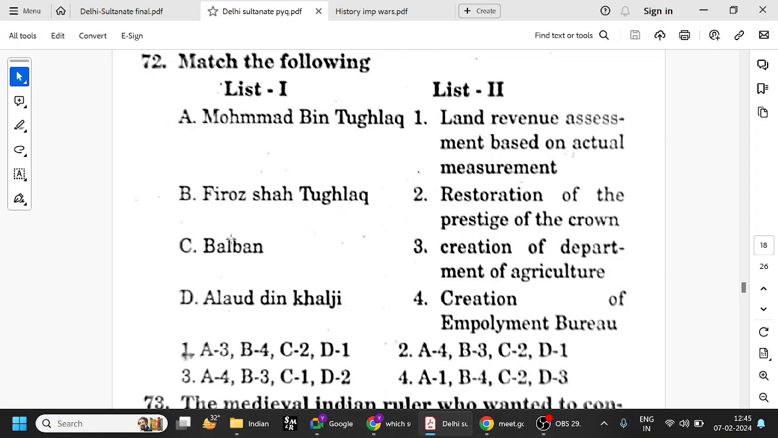So Balban, we saw, with the policy of blood and iron. We've seen Balban is a very strong ruler. He introduced the Sijda, Paibos, everything, the Turkish Nowruz festival, etc. All those things. So he tried to restore the prestige of the crown. And Firoz Shah Tughlaq, we've seen, creation of an employment bureau also. Okay, fine. And Mohammed bin Tughlaq is creation of a Department of Agriculture called Diwani Kohi. So try to remember all these things as much as possible.